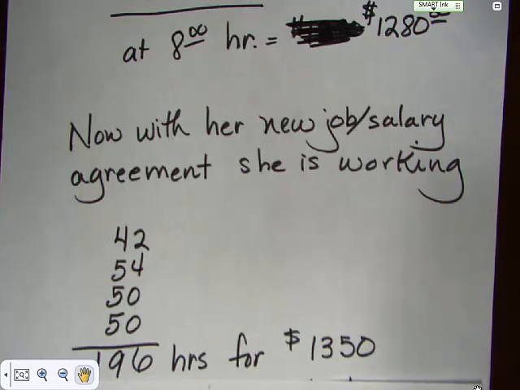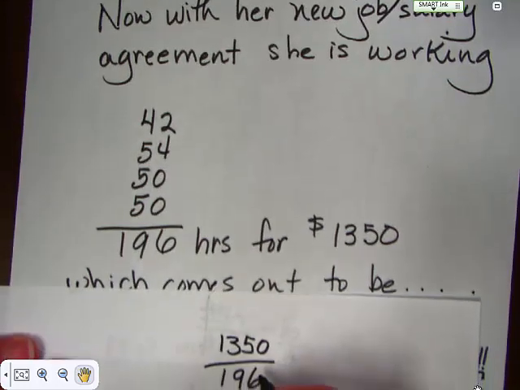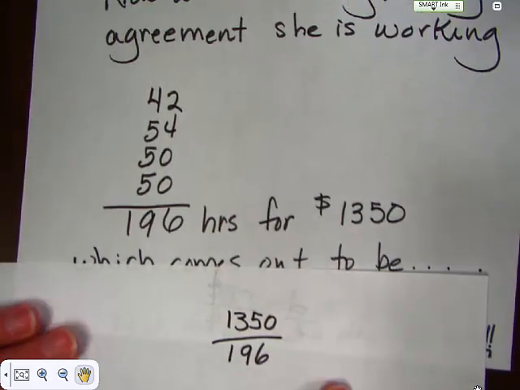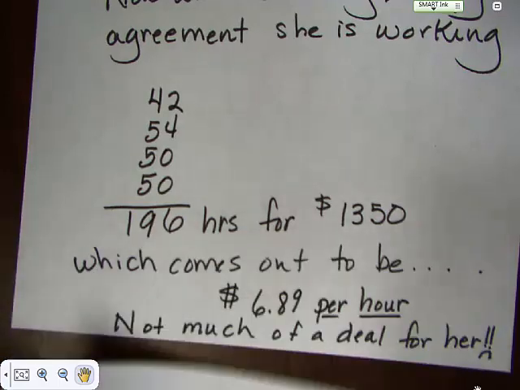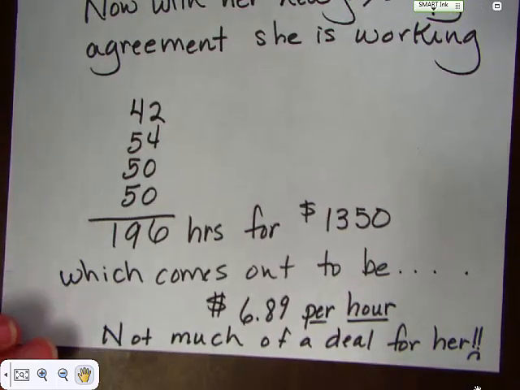Well, the only way you can figure that out is to take $1,350, which is the amount of salary she gets, and divide it by 196. And when you do the math, you will find out that she is making $6.89 per hour, which is significantly less than her $8 an hour that she was making before. That really wasn't much of a deal for her, was it?